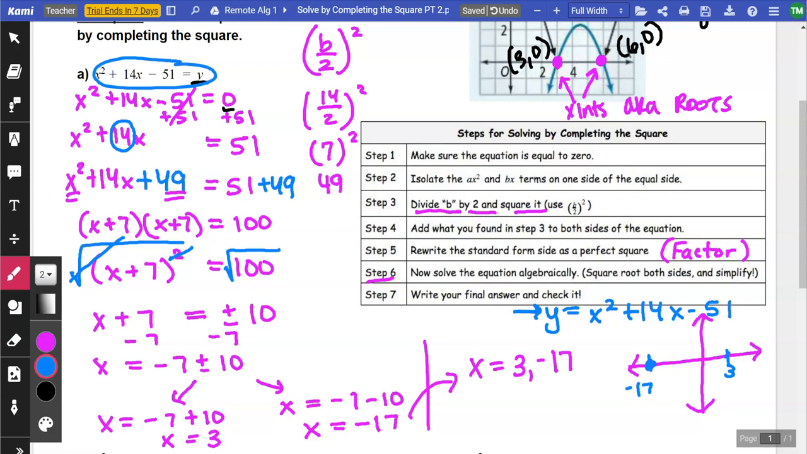So we would see a parabola that goes through those 2 points. And that's obviously a really, really rough sketch. Not a perfect graph here.